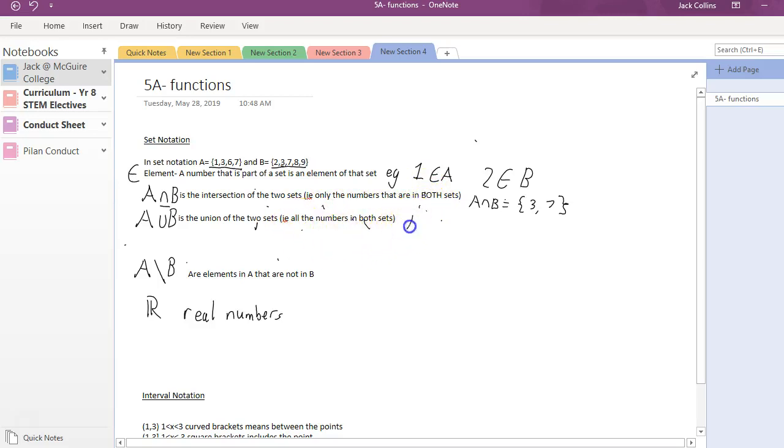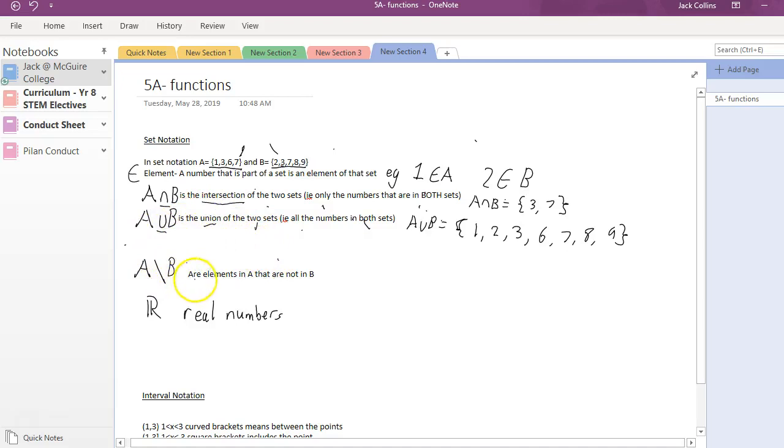A union B is the union of the two sets. So that's just basically all the numbers that are in each of the sets. So you got 1, 2, 3, 6, 7, 8, 9. So that's just including everything in A and everything in B. That's a really important distinction to make between A intersection B and A union B. So A union B is a union, A intersection B is what numbers intersect.